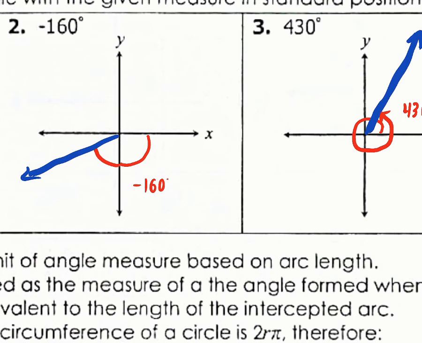360. Some people would say 359. Because what happens when you get all the way to 360? Technically, you're back to zero. But yeah, one full revolution is 360 degrees. That's what you're limited to.